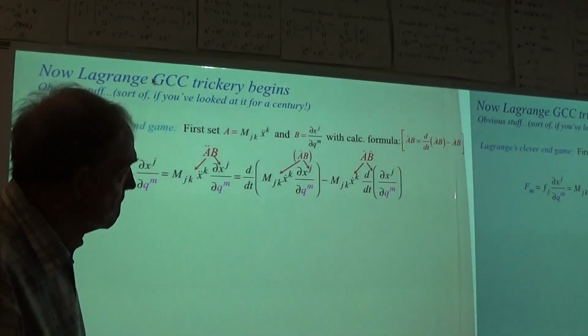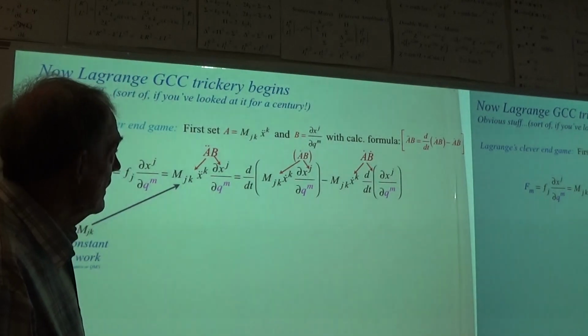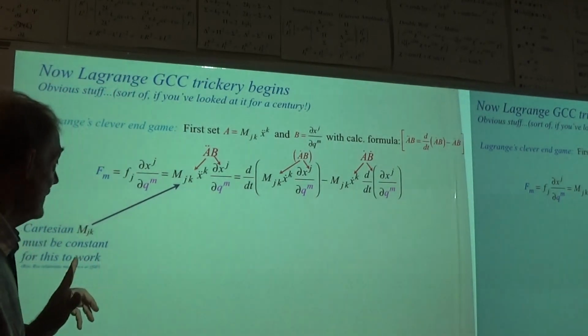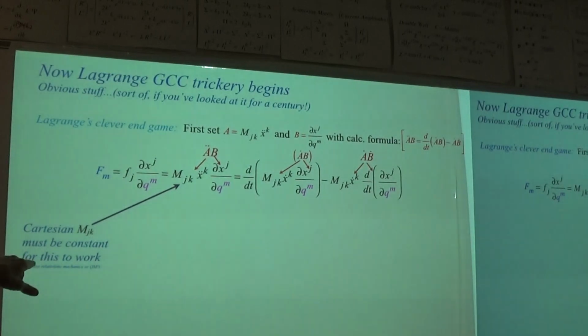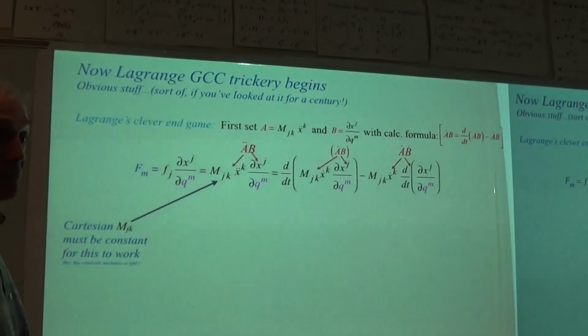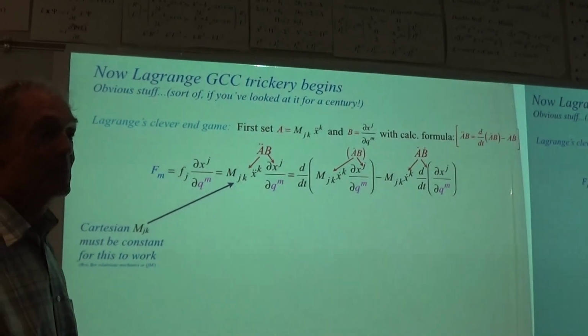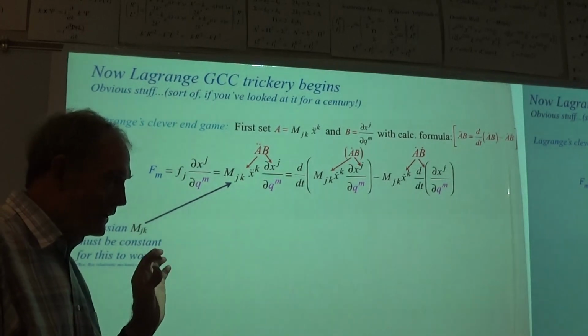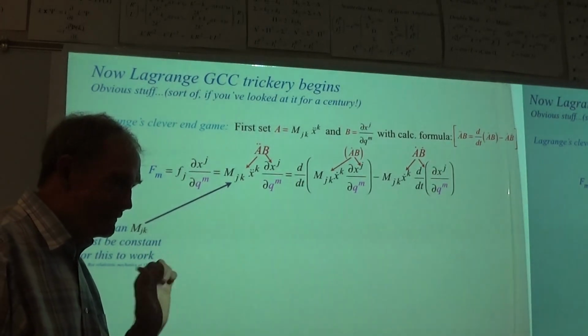All right? Okay. Now, here's where that whereas, the fine print, goes. I can't pull these tricks off unless the Cartesian m_jk are constant. Okay, the mass can't be getting bigger or smaller. Okay? That's a big deal when mass gets bigger and smaller, right?